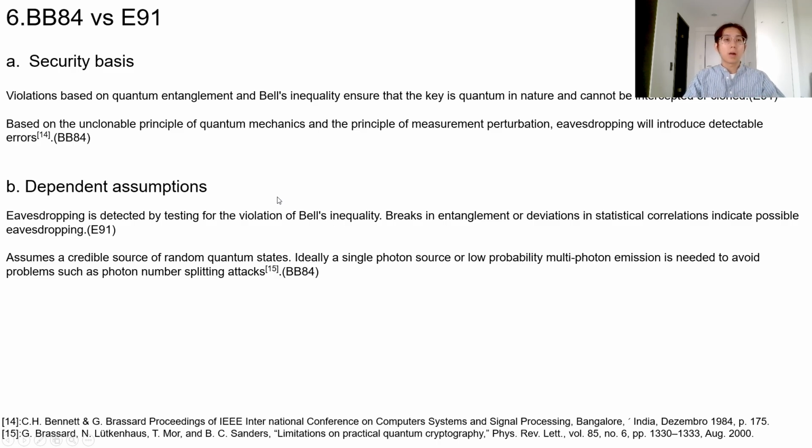So let me compare the BB84 to the E91 protocol. The first one is secure basis. BB84 is based on the no-cloning principle of quantum mechanics, but E91 is based on quantum entanglement, and the Bell inequality ensures the key is quantum in nature and cannot be intercepted or cloned.